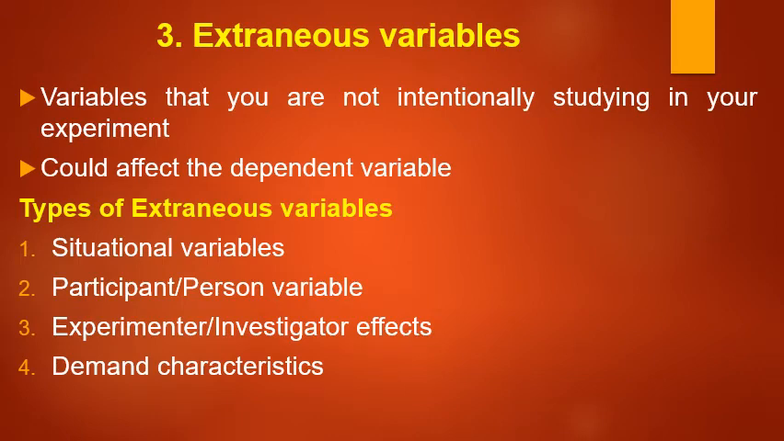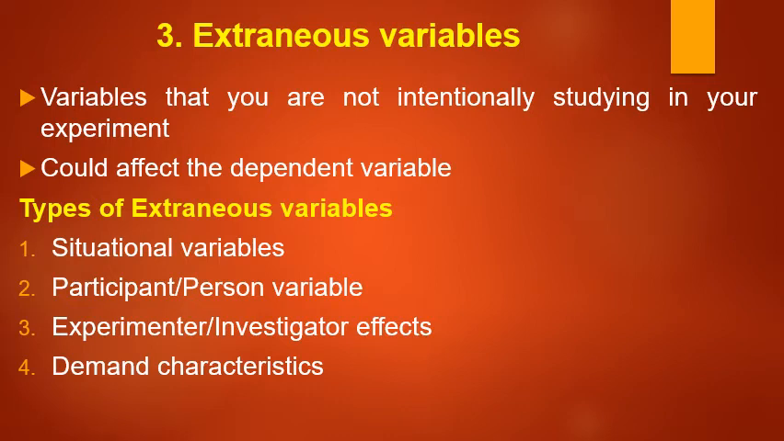And the third one is extraneous variables. Extraneous variables are nothing but variables that you are not intentionally studying in your experiment. They could affect the dependent variable. The researcher's focus is only on the independent variable and the dependent variable. Additionally, there are some variables which may affect your study results also, and those are considered extraneous variables.